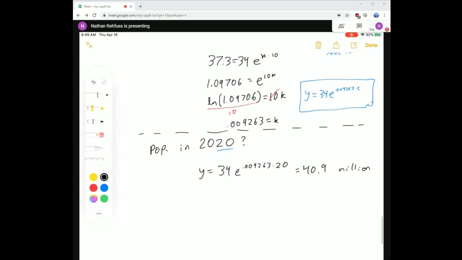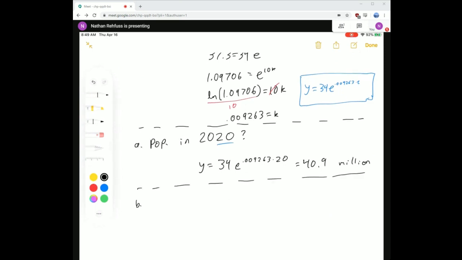I'll call that part A. Part B, when is the population 68 million? How long will it take for that to happen? And the nice thing is, this is pretty simple to solve. I said my initial population was 34 million. 68 is just 34 times 2. So I can use my doubling time equation.